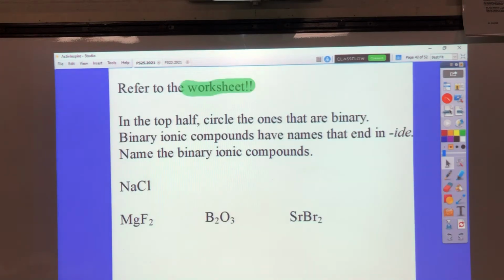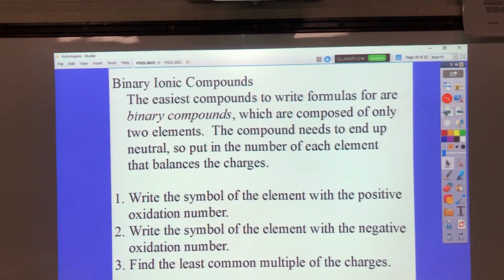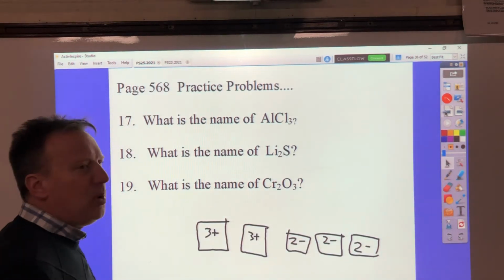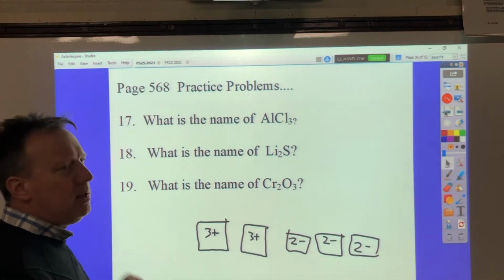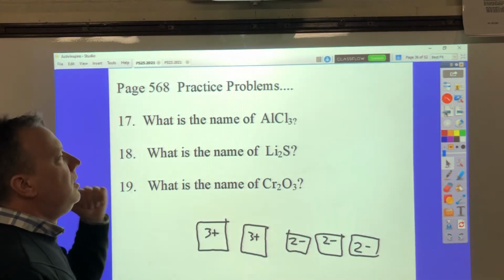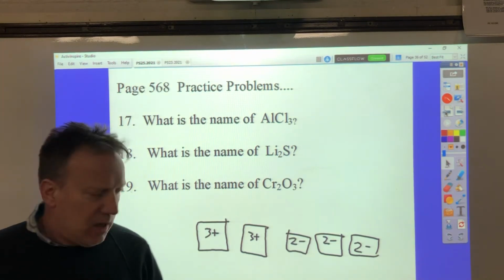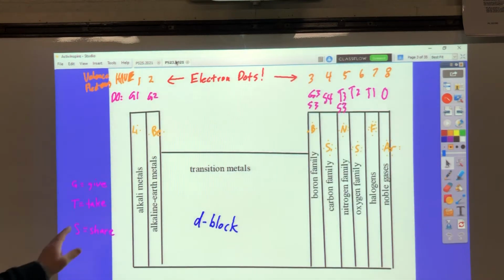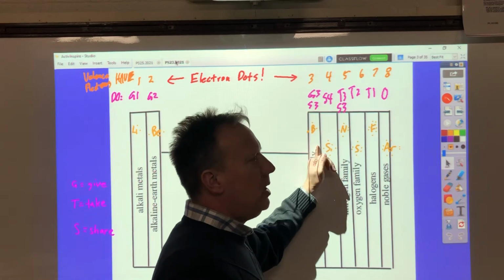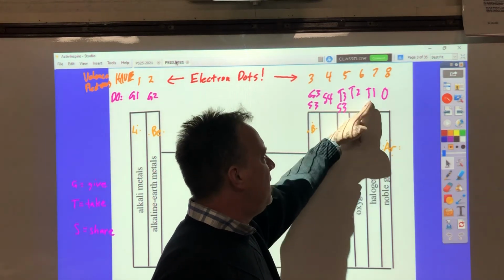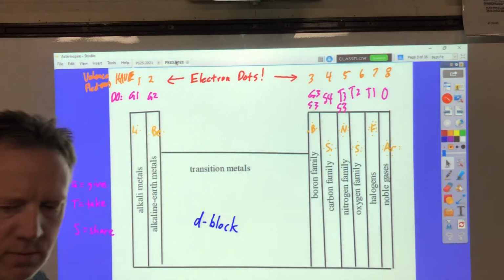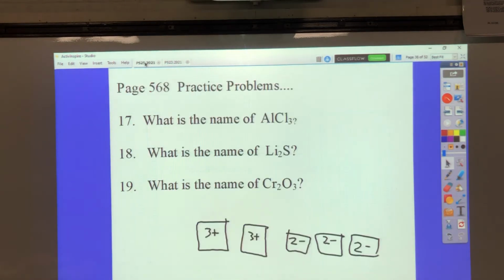So, now I want to go back to, I'm not going to do these in order. Let's do page 568 practice problems. We'll do 17, 18, and 19 because it wants the names and that's easier. Then we'll do 14, 15, and 16, which is writing the chemical formulas. If you have an AlCl3, Al is about here. If you look up on a periodic table, it's aluminum, and Cl is under fluorine. So you have aluminum and chlorine. You got to end in "ide," so it's aluminum chloride.